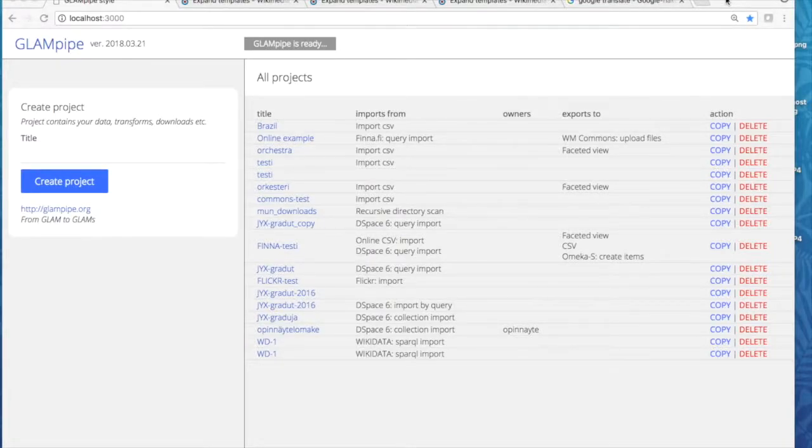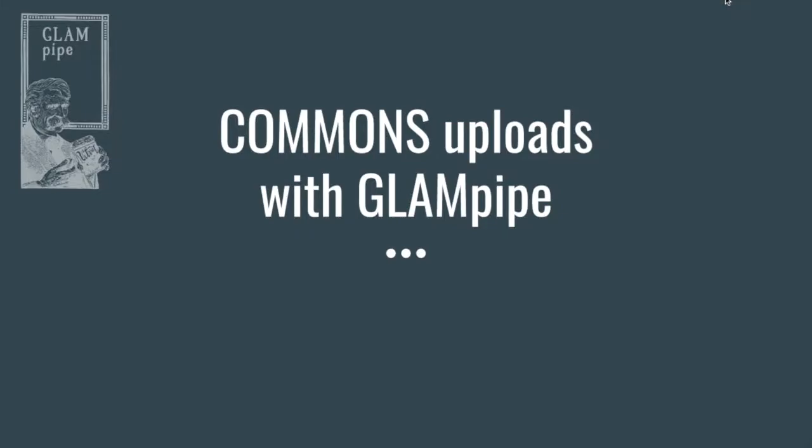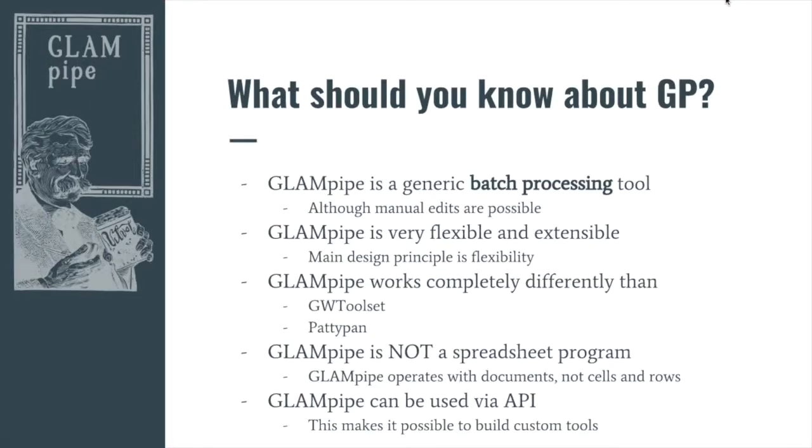Hello, today I'm going to show how to upload files to Wikimedia Commons with GLAMpipe. Something that you should know about GLAMpipe is that it works completely differently than GLAM Wiki Toolset or Pattypan. GLAMpipe is a generic batch processing tool.